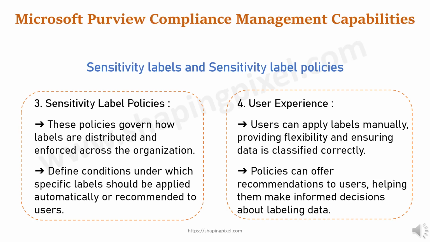Sensitivity label policies. These policies govern how labels are distributed and enforced across the organization. Define conditions under which specific labels should be applied automatically or recommended to users. User experience. Users can apply labels manually, providing flexibility and ensuring data is classified correctly. Policies can offer recommendations to users, helping them make informed decisions about labeling data.